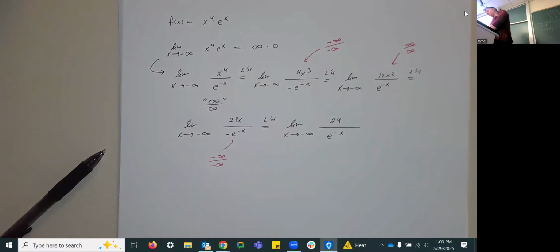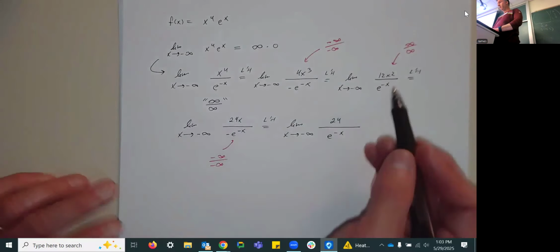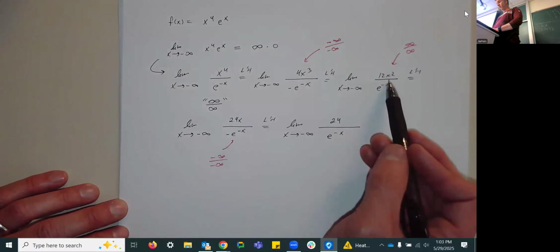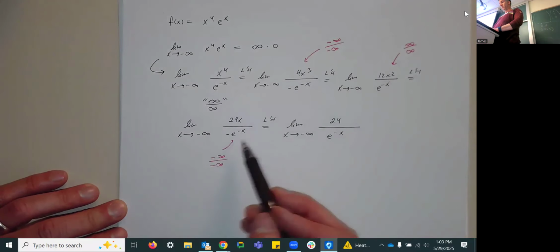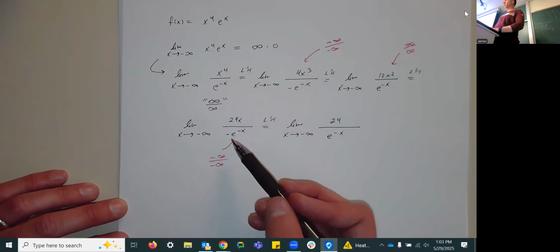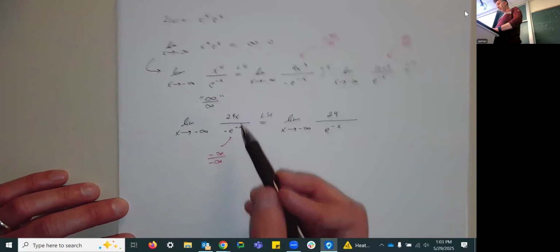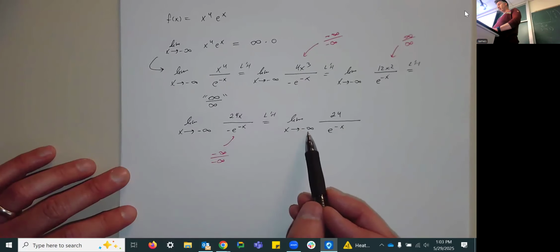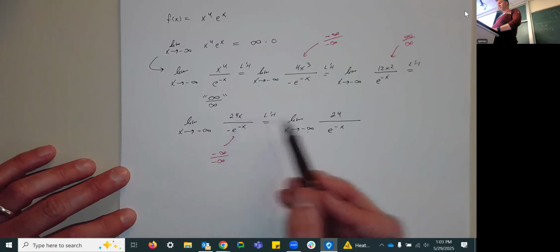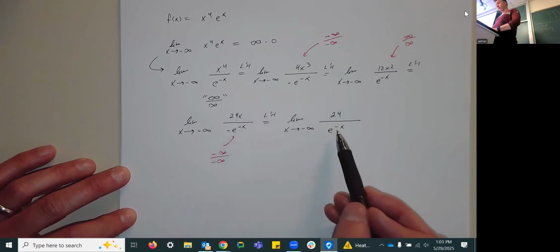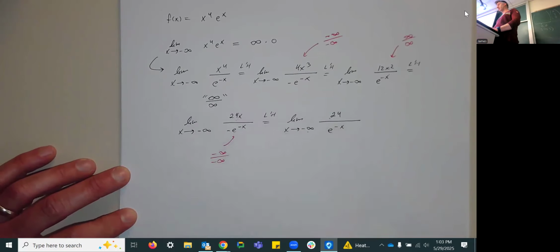So here's how this looks. If we use L'Hopital's rule again, we get the limit as x goes to negative infinity of the derivative of 12x squared, which is 24x, over the derivative of e to the negative x, which is negative e to the negative x, or e to the negative x times negative 1. And finally, our last application of L'Hopital's rule, we get the limit as x goes to negative infinity of the derivative of 24x, which is 24, over the derivative of negative e to the negative x, which is negative e to the negative x times negative 1, or just e to the negative x.